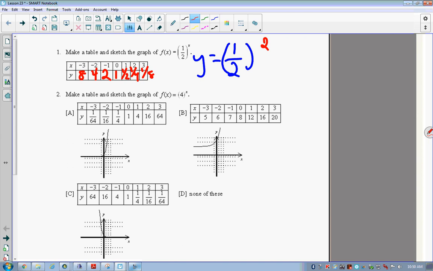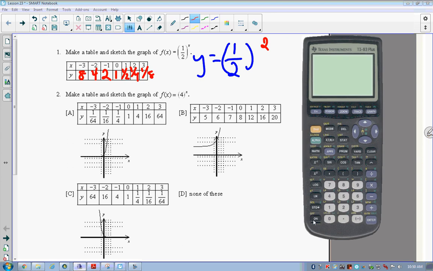Okay, so let's see what happens if we plug this in our graphing calculator. Do we get the same table of values? If we did it right, hopefully. So we're going to go to y equals, clear out what's already there, if anything. 1 divided by 2, caret x. Now, I'm less interested in the graph for now than the table.